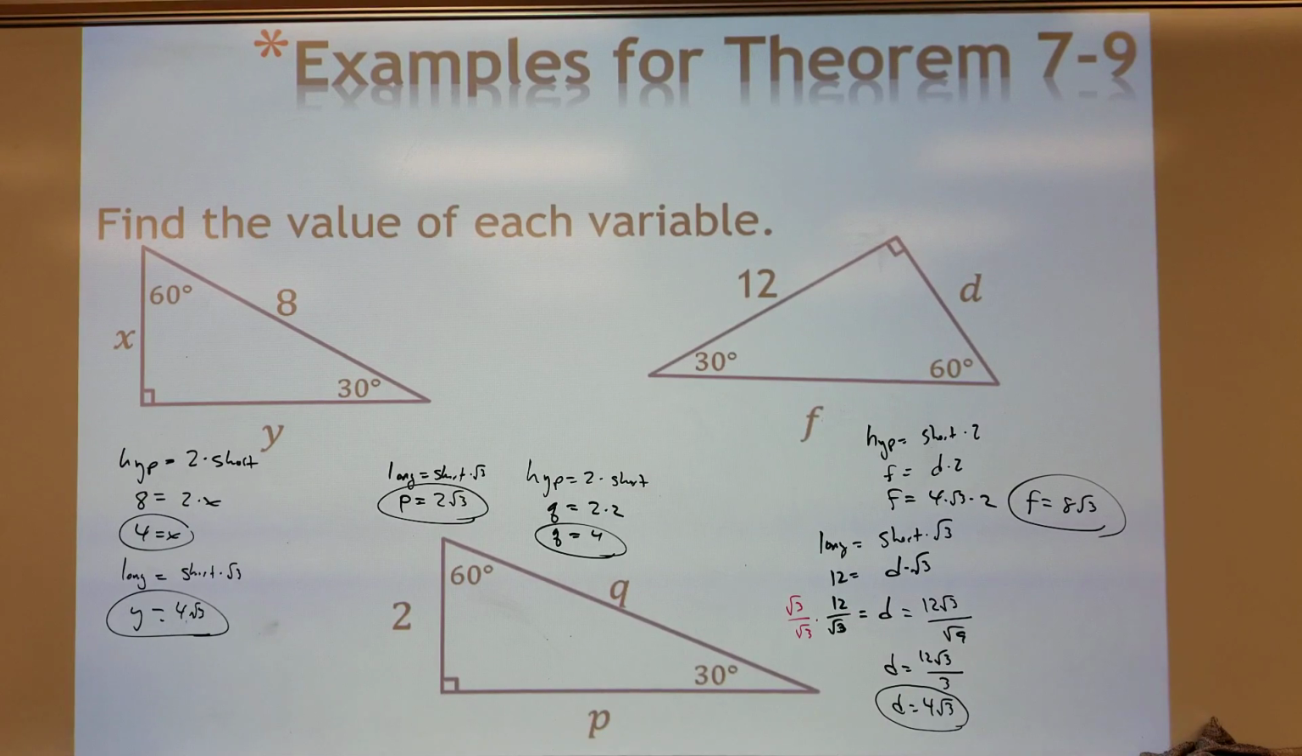Once we have this information, once we know the lengths of the legs, either on the 30, 60, 90 or the 45, 45, 90, then we can find the areas of those triangles using our triangle area formula.